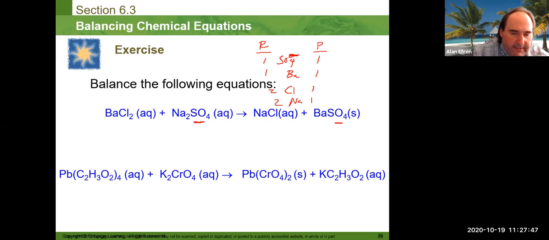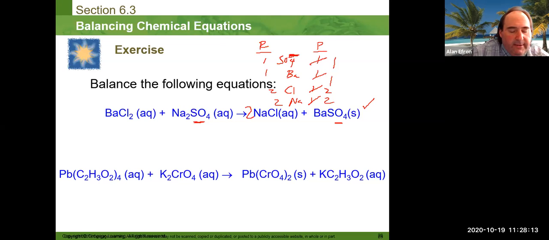So at this point, we could try to fix the sodium or the chlorine. Should be easy. We're going to put a 2 in front of it on the right. When we do that, we still have the 1 SO4, the 1 barium. Our chlorine now becomes 2, and our sodium becomes 2. And we are actually balanced in that particular case. Any questions on that particular one?